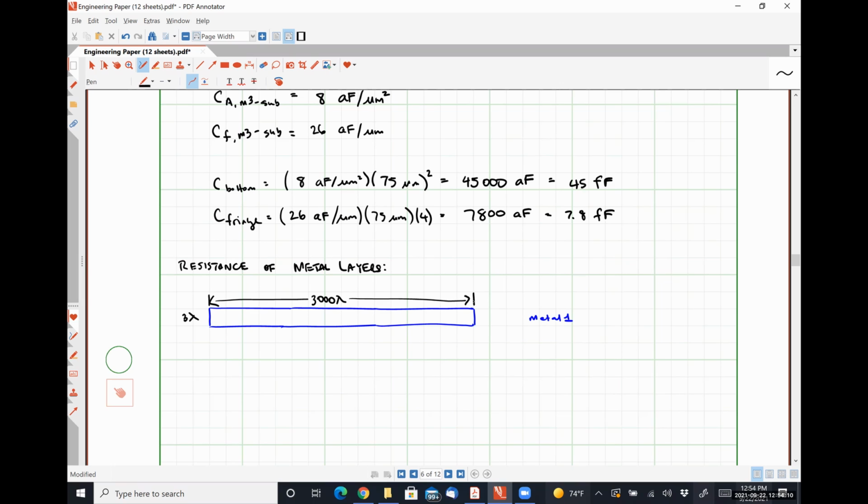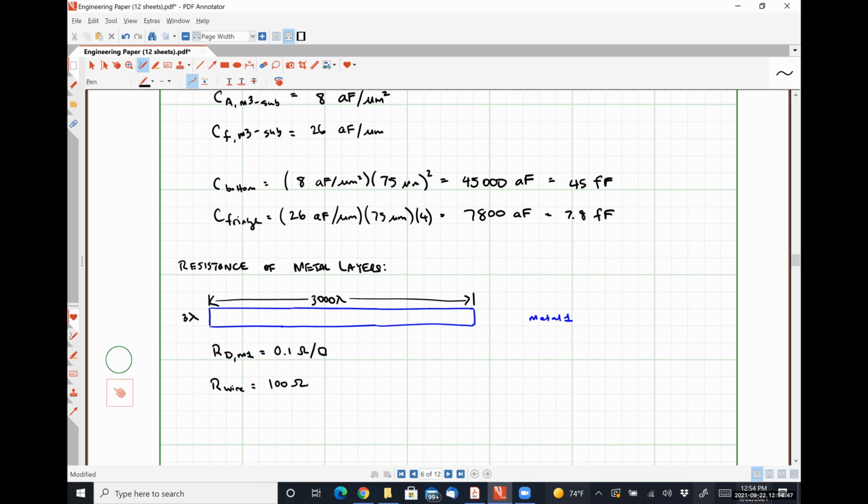All right. If our sheet resistance for metal 1 is 0.1 ohms per square, what is the resistance of this wire? Right, so 1,000 times 0.1, 100 ohms, okay?